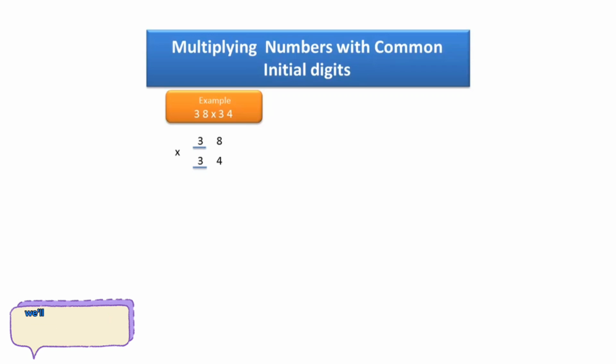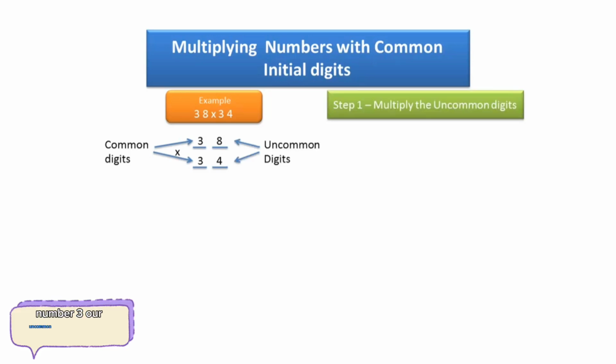In today's video, we'll be multiplying numbers with common initial digits. In this example, 38 times 34. And our common digit is number 3. Our uncommon digits are 8 and 4.